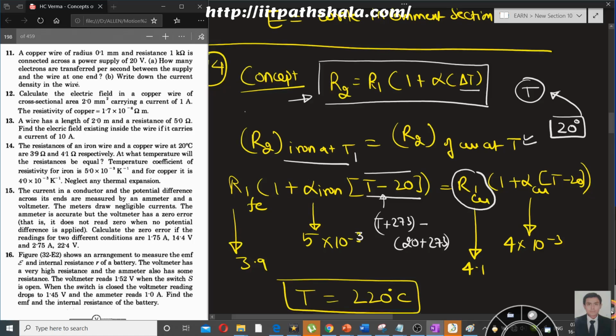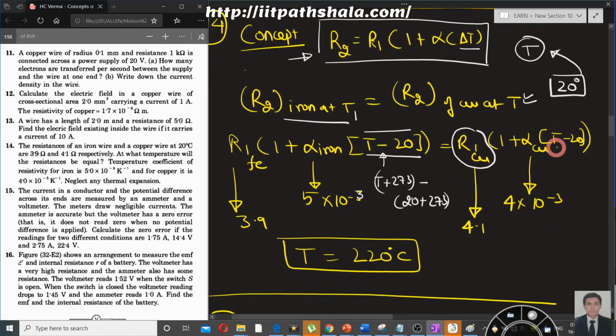Now when I solve for T in this full expression, because every bit of information is provided in the question itself, like R1 of iron is 3.9, R1 of copper is 4.1, alpha of iron is 5, alpha of copper is 4, I'll get the value of T. So the value of T for me comes to be 220 degrees Celsius.